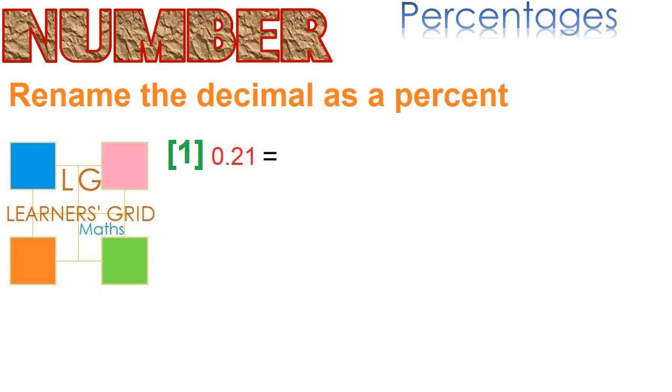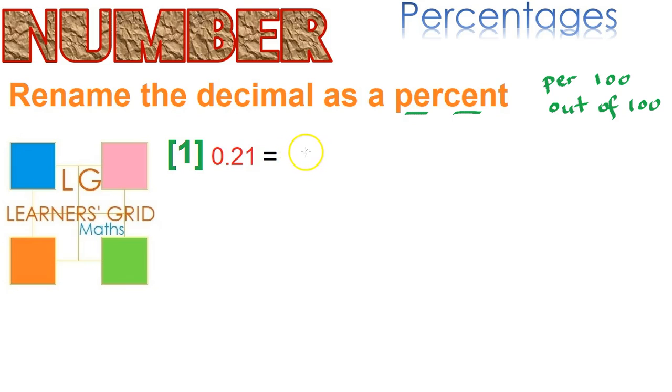So we're going to be renaming decimals as percents. One of the key things that you need to remember is that percent, what does that actually mean? Well, it means per 100. In other words, out of a total of 100, so out of 100. Okay, so you can immediately start to think of fractions. But here's a way that you can do it.